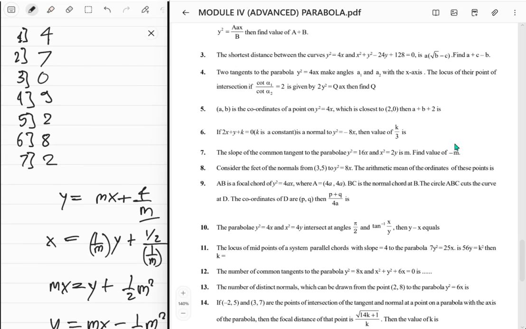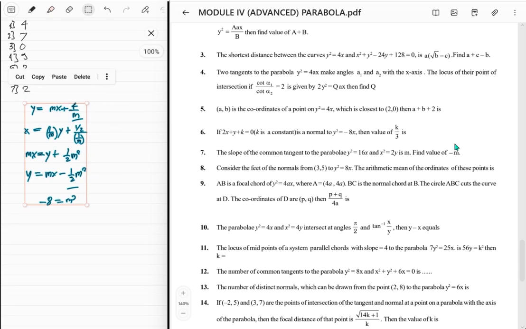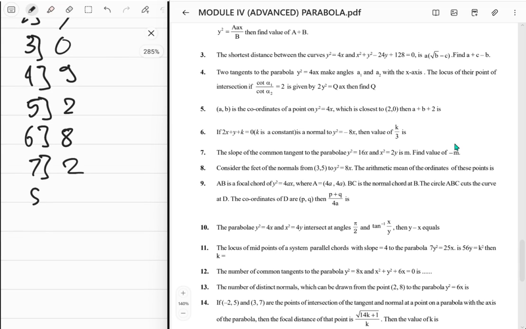The next question. Consider the feet of normals from this to that. The arithmetic mean of the ordinates. Ordinates are just the y coordinates. I mean, t1 plus t2 plus t3 equal to 0, right? So, of course, it's supposed to be 0. It's the standard parabola. You have these feet of normals from this point. Yep, it has to be 0. t1 plus t2 plus t3, so the y coordinates also add up to 0.